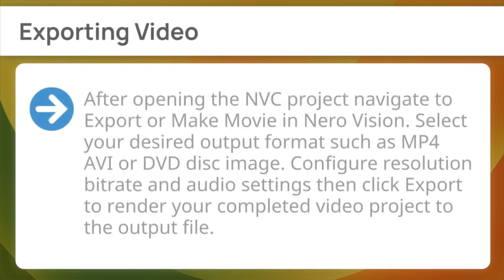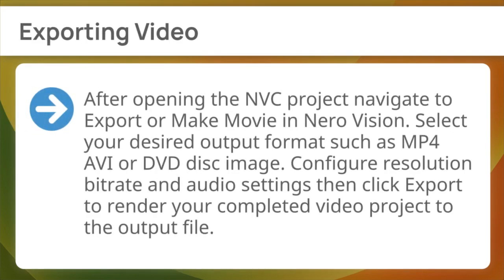Next, exporting video. After opening the NVC project, navigate to Export or Make Movie in Nero Vision. Select your desired output format, such as MP4, AVI, or DVD disc image. Configure resolution, bitrate, and audio settings, then click Export to render your completed video project to the output file.